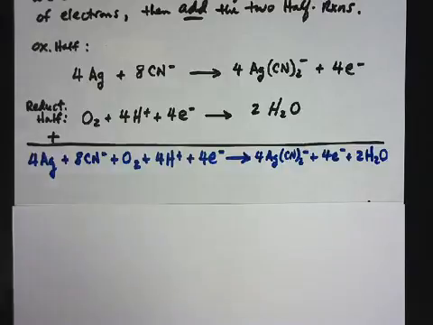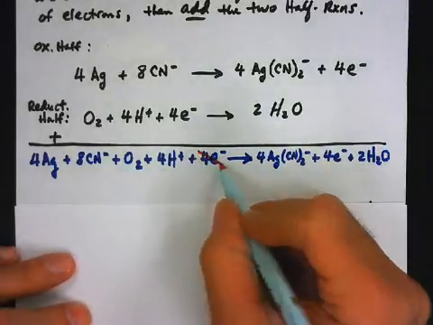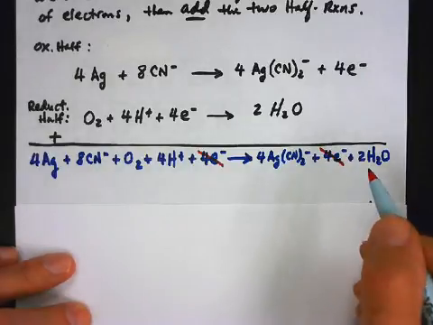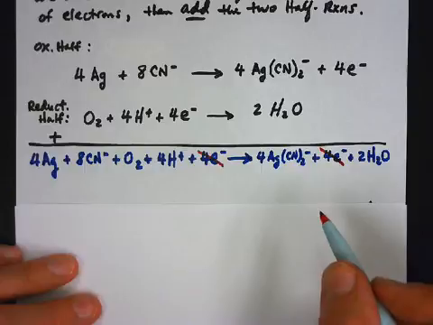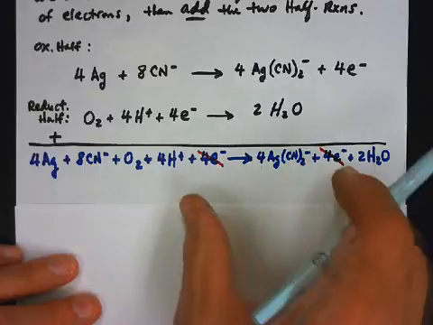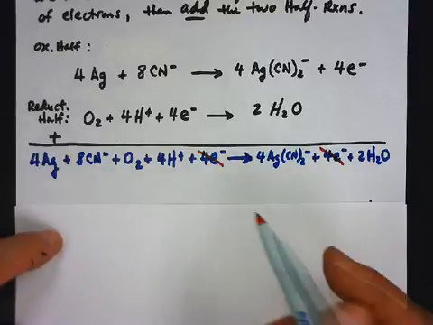Okay, well, I see that we can subtract 4 electrons from each side. So that gets rid of our 4 electrons. And that makes sense too, because the oxidation half is giving its 4 electrons over to the reduction half. So they kind of get hidden in the process, right?